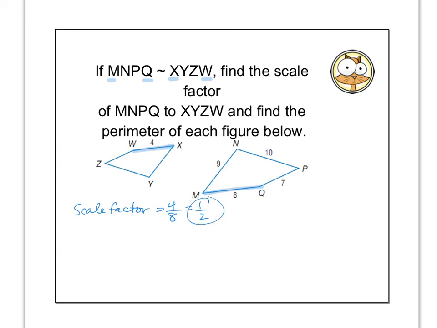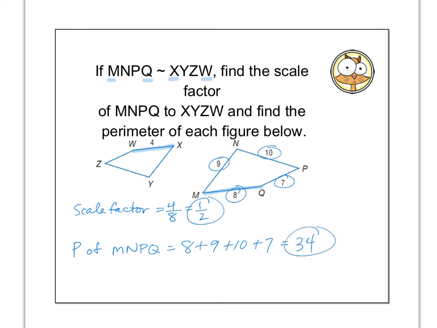But it also says find the perimeter of each figure. So the perimeter on the right, we'll call it MNPQ, you can just add all the sides. You can add 8, 9, 10, and 7. So 8 plus 9 plus 10 plus 7. If you add all those up, should add up to 34. So that's the perimeter of the one on the right.